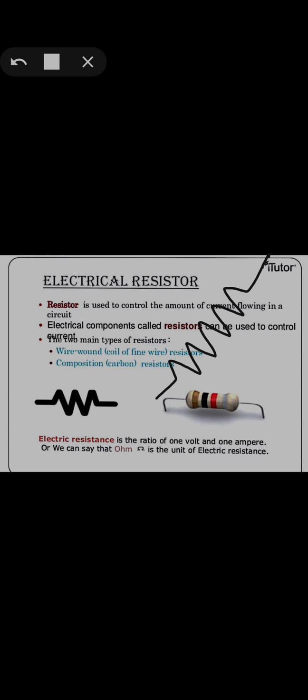So this electrical component comes in two types: wire wound resistors and carbon resistors. This is the carbon resistor. It has bands on it, you can see now. By these bands we can say that these are carbon resistors. And for the wire wound resistors, thin wires are wound on some coils, and through that resistance can be applied to the circuits. So they are used to control the amount of the current flowing through the circuit.